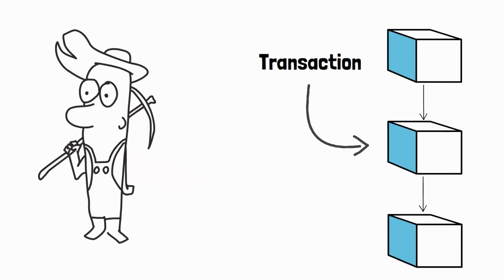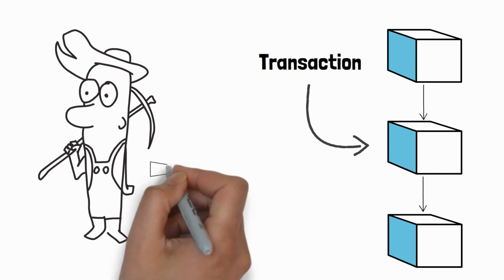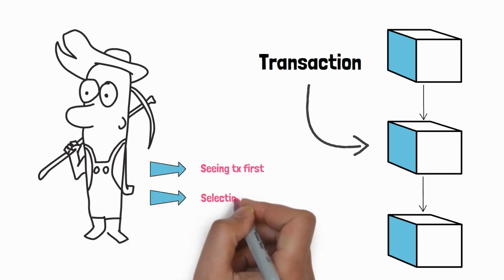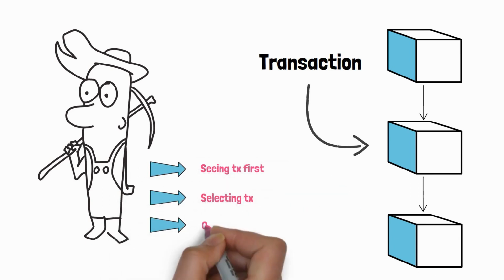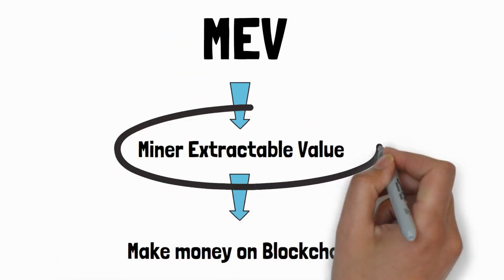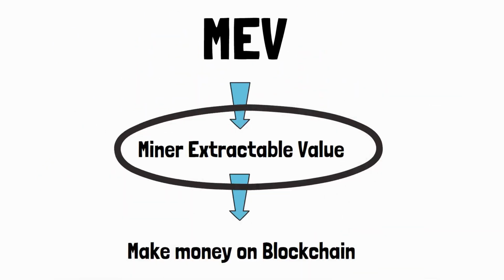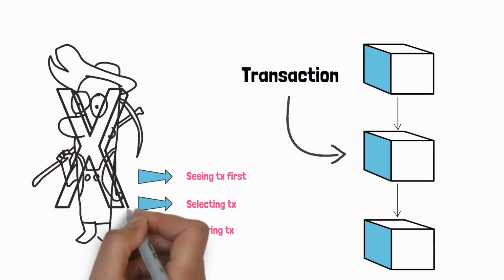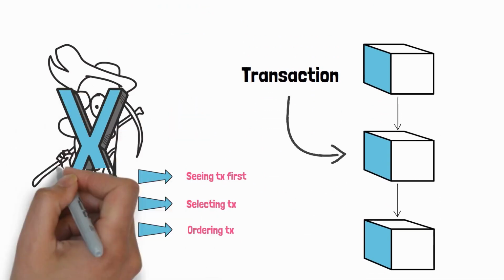Because of their unique place in the blockchain ecosystem, miners enjoy special privileges such as seeing transactions first, selecting the transactions to be included in the next block, and being able to reorder transactions. Thanks to these privileges, miners are able to extract value from users, hence the name miner extractable value. Okay, so now you are probably thinking, it sounds great, but I'm not a miner, so it seems like I cannot do this MEV thing, right?